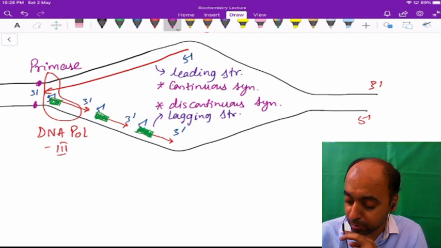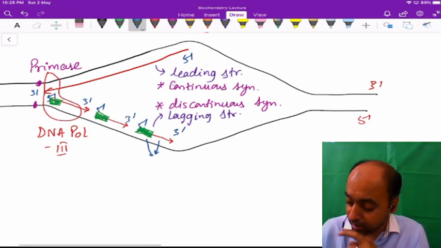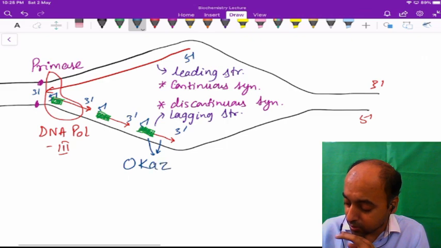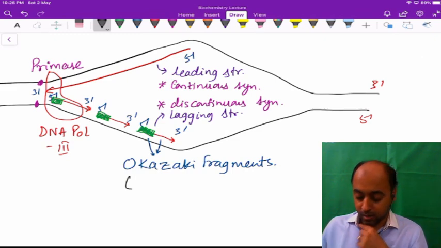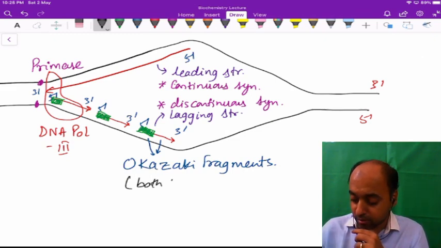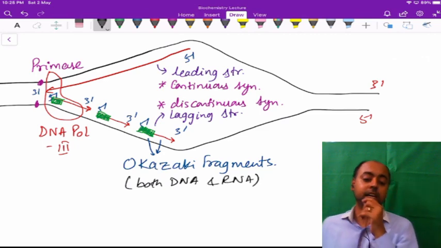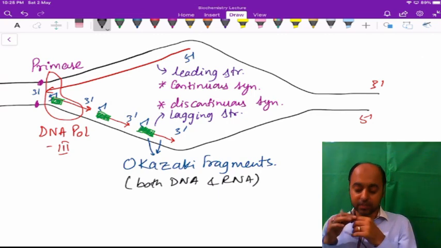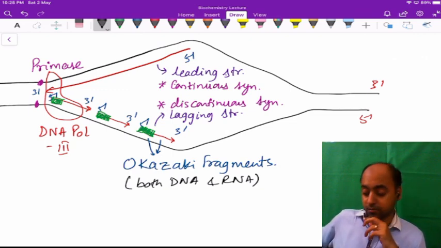Another important point to remember, this fragment containing both RNA and DNA is known as Okazaki fragments. Please remember, the Okazaki fragments will contain both DNA and RNA. So the Okazaki fragments contain both DNA and RNA. They are present on the lagging strand where the discontinuous synthesis occurs.